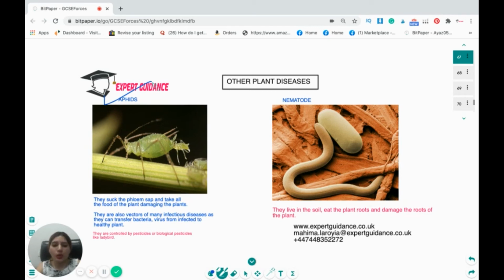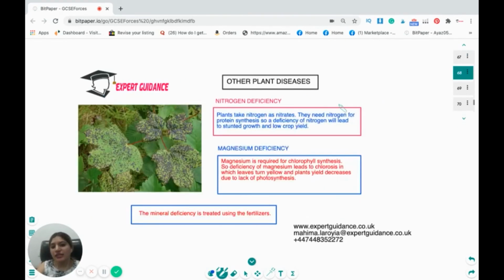Nematodes live in the soil. They eat the plant roots and damage the roots of the plant. Other problems in plants are nitrogen deficiency. Plants take nitrogen as nitrates. They need nitrogen for protein synthesis. So deficiency will lead to stunted growth and low crop yield.